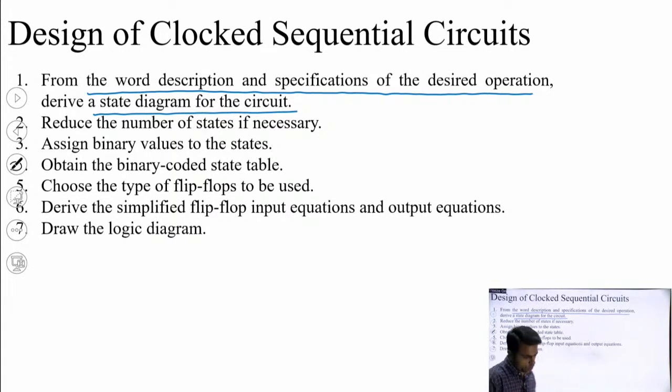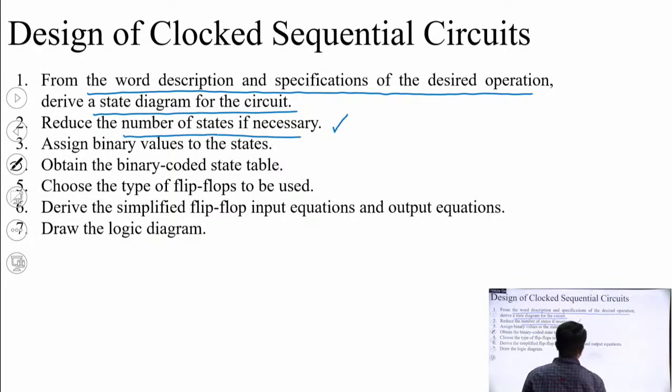Okay. So getting back to the design part, the first step is you have to prepare the state diagram. Either the state diagram will be provided to you by the examiner, or you can prepare the state diagram from the given word description. Then reduce the number of states if necessary. If the state diagram is provided by the examiner, you need to perform this step. But if you prepare the state diagram yourself, then you need not perform this step, because while preparing the state diagram this would already have been taken care of, since you are preparing it from the given description.